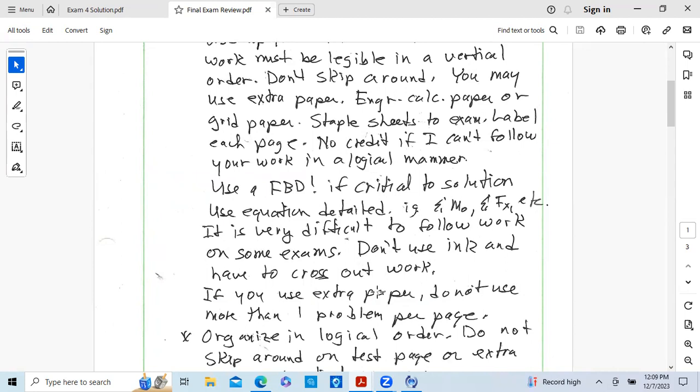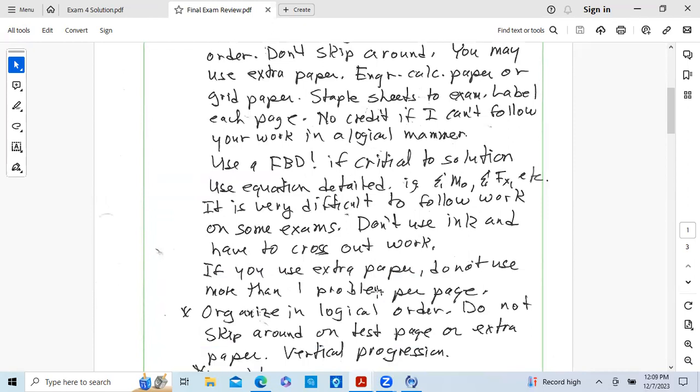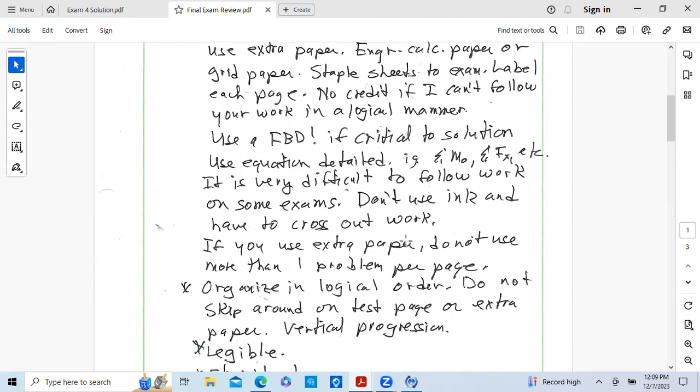And again, if you're using extra paper, don't use more than one problem per page. In other words, if you're down here and you finish a problem, then you're going to start another problem, and usually what happens is you can't finish it on that page, you go to the next page. No, I don't want to see that. One problem per page. Okay. Paper's cheap. One problem per page. And again, organize in some logical manner. Don't skip around.